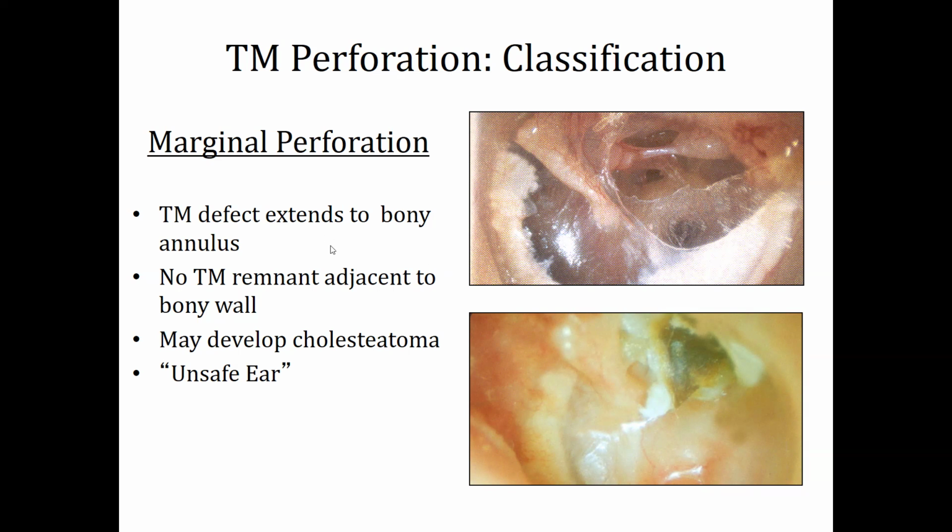Now, these are the ones that are often challenging. So when you're looking at an ear in the clinic under a microscope, many of these patients might have a marginal perforation in the anterior inferior quadrant.